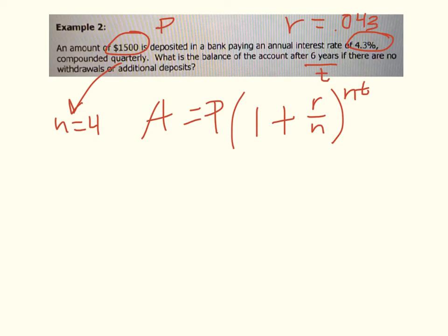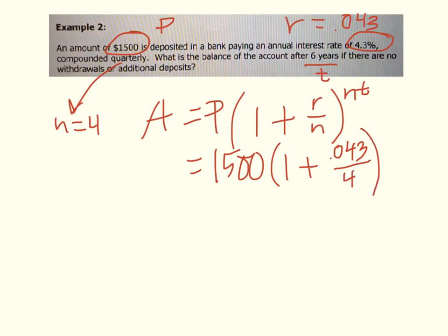So if we plug these in, I know my P is 1,500 times 1 plus my rate, which is 0.043, divided by my N, which is compounded quarterly, so it's 4, raised to the 4 times 6, which is our time. If I plug that into my calculator, you should get $1,938.84.